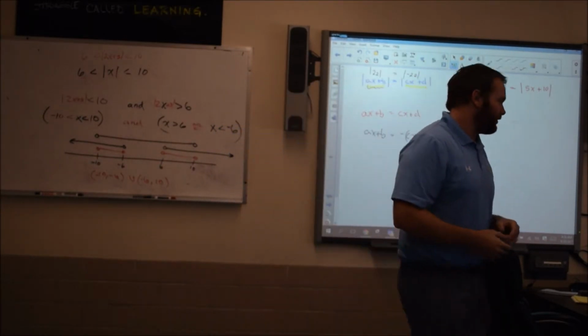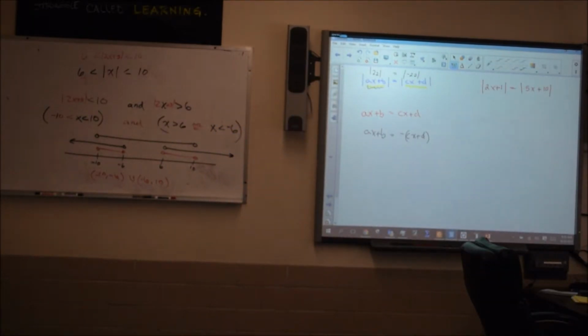So over there, you'd have 2x plus 1 equals 5x plus 10. That'd be your first scenario. Your second scenario would be 2x plus 1 equals the opposite of 5x plus 10. I'm going to leave it for you from there to solve those. But that will give you two locations, the x values where those two graphs intersect.